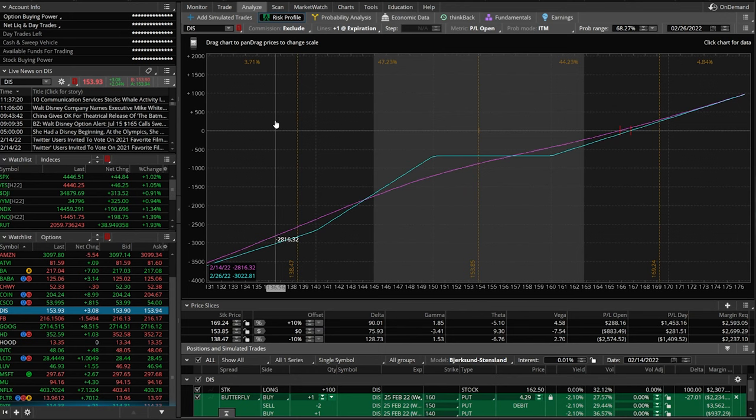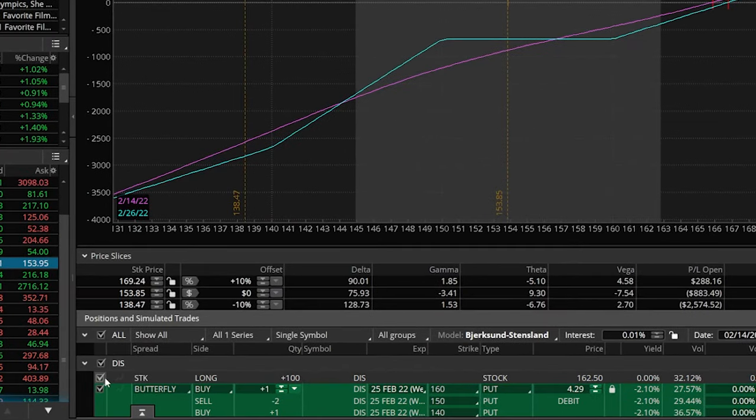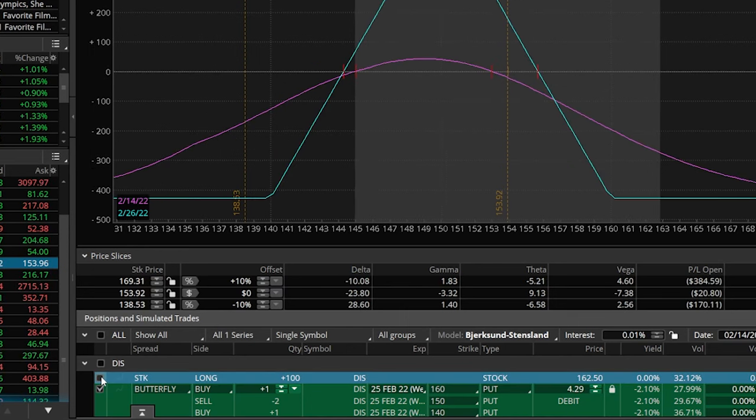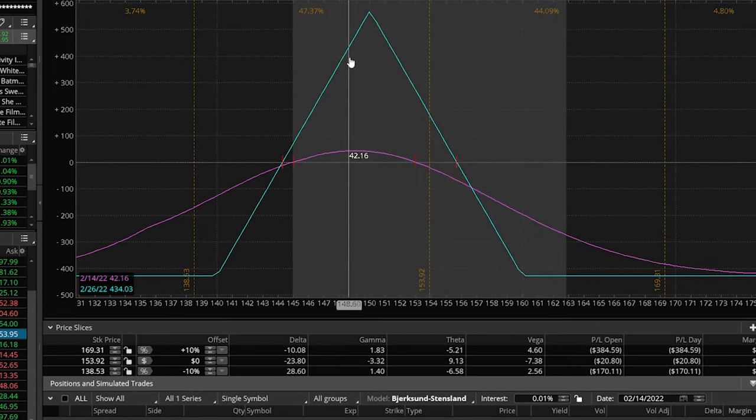Now, usually it would just show you the butterfly spread, but I actually have a long position on Disney. I've got 100 shares of it. So what I need to do is actually come down here and uncheck my position. And now I'm only looking at the butterfly spread for this trade. Right up here at the top, we can see our risk profile, so exactly how much money we're gonna make or lose depending on where Disney stock goes.